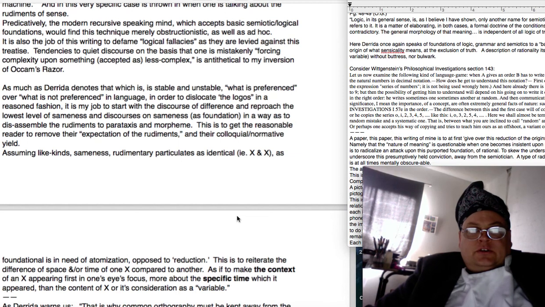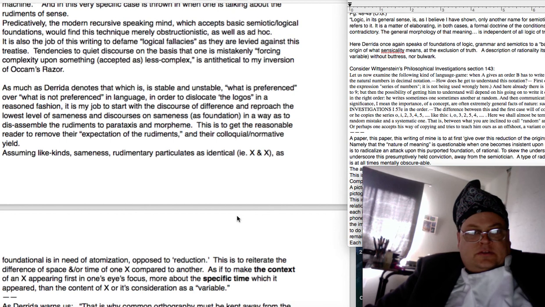As much as Derrida denotes that which is stable and unstable, what is preferenced over what is not preferenced in language, in order to dislocate the logos in a reasoned fashion, it is my job to start with the discourse of difference and reapproach the lowest level of sameness and discourses on sameness as foundation in a way as to disassemble the rudiments to paratexis and morphine.